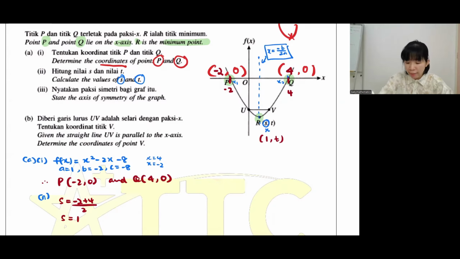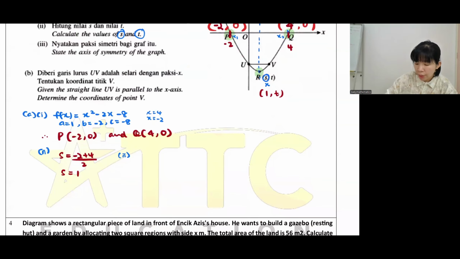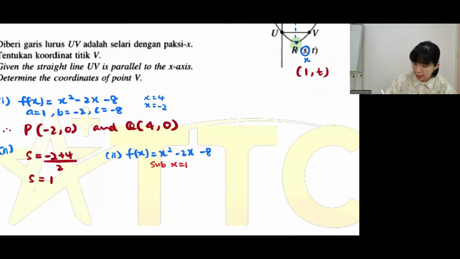So every time, if you have a coordinate, we have X and Y coordinate only. If I have X, I want to find Y. I got one of it already. I got X. I want to find Y. So we always sub into the question. Okay, our question is f(x) equal x squared minus 2x minus 8. So we sub the x, we sub x equals 1 into it. Our x is 1. Sub into the question, then we will get y coordinate.